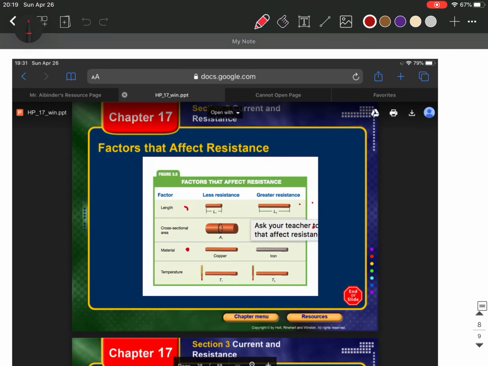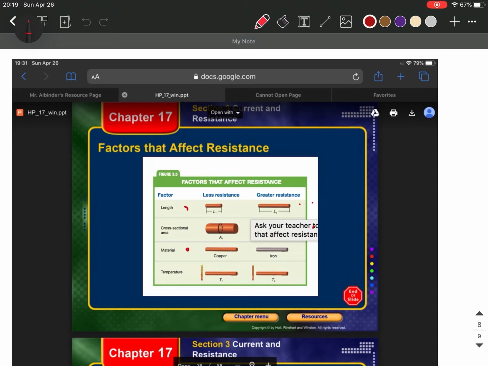For example, the length. Let's think about two wires made up of the same materials at the same temperature. One is short and one is long. When the current goes through them, which one is going to produce more resistance or more friction? Obviously, the one that has a longer length, because it moves through a longer piece of that material. So even if the resistance was low, if it was twice as long, you would multiply it by 2, for example. So the longer wire is going to have a greater resistance.